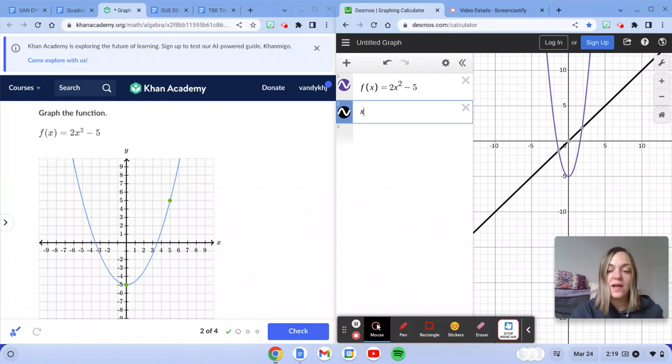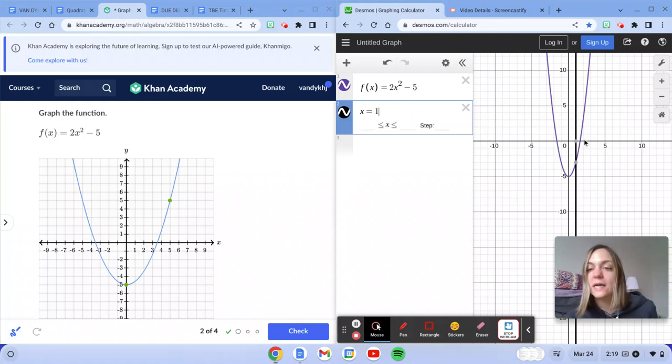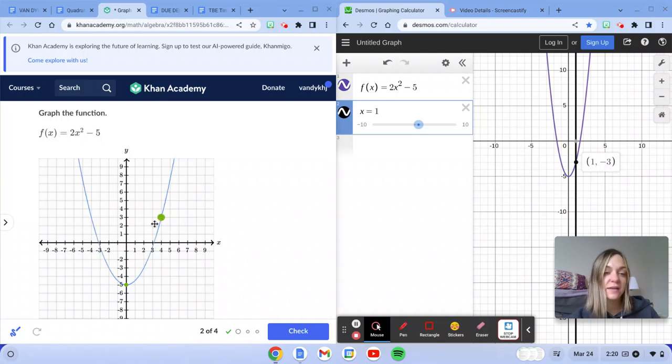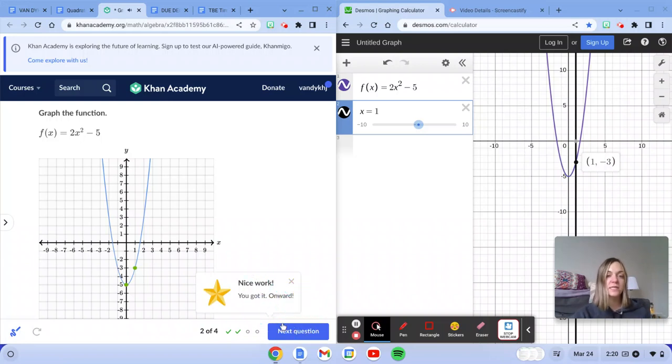And just like with the Math IXL, I'm going to type x equals 1 to see if that gives me a nice number. It does. When I say a nice number, I mean two whole numbers that are going to be easy to plot. So when x is 1, y is negative 3. That is perfect. I love it.